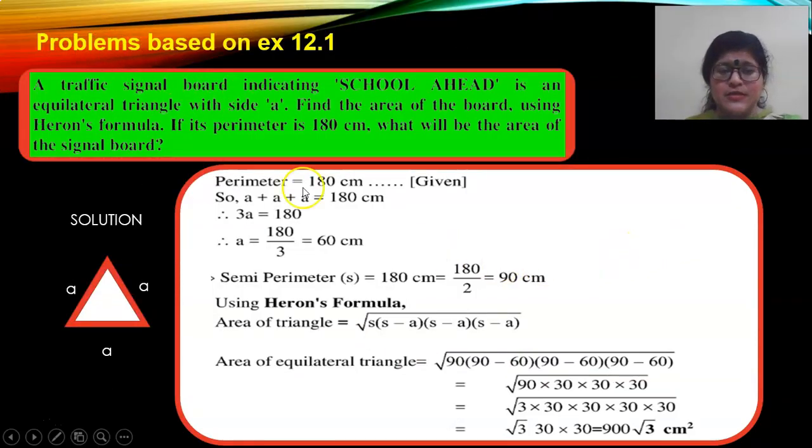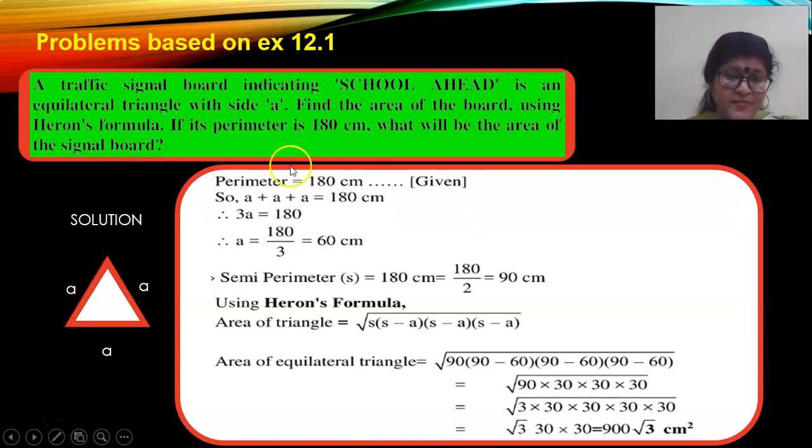Now, this is a problem based on exercise 12.1. Okay. Now, this is an equilateral triangle. Again, the diagram is not compulsory. The three sides of the equilateral triangle I've taken as a because all three sides are equal. You have to find the area of this equilateral triangle. Now, it's mentioned the perimeter is 180 centimeters.